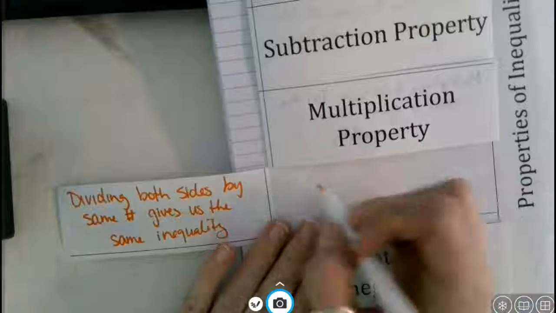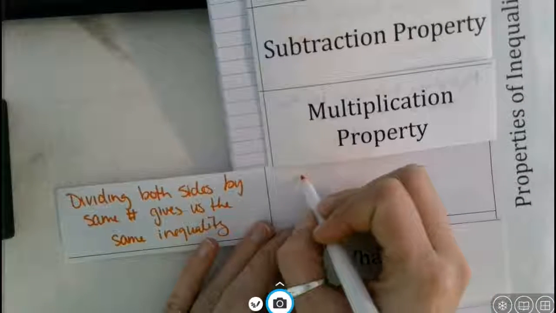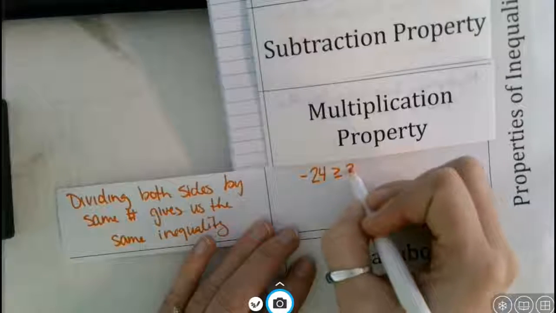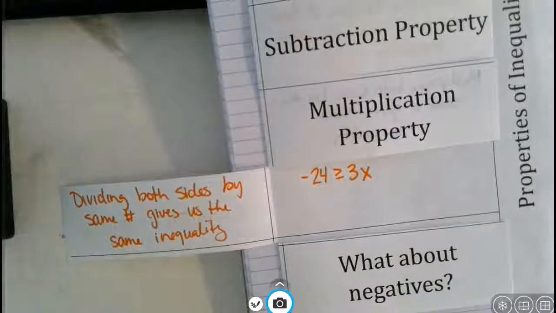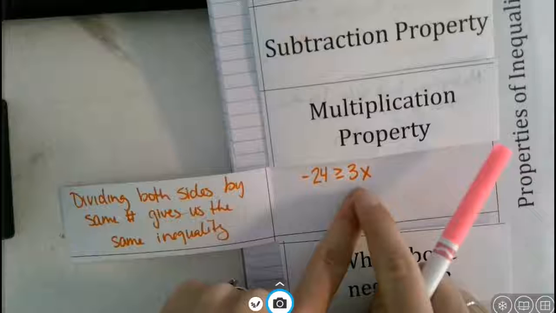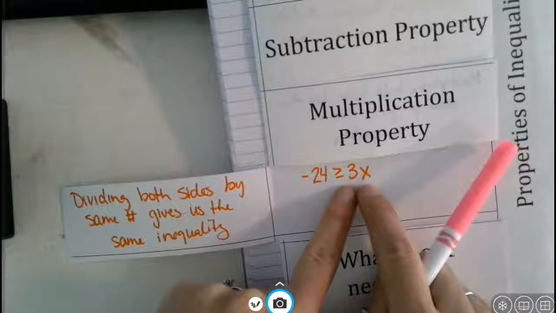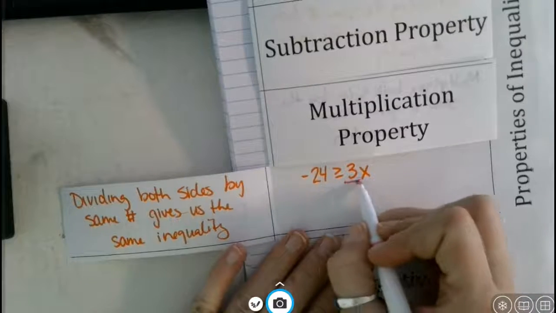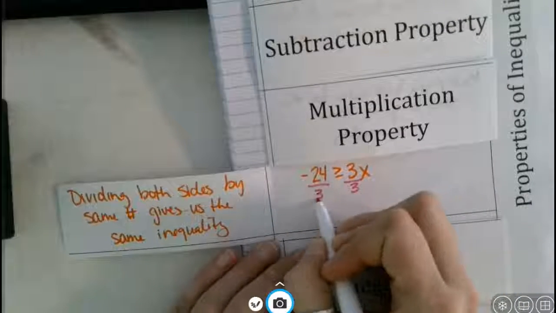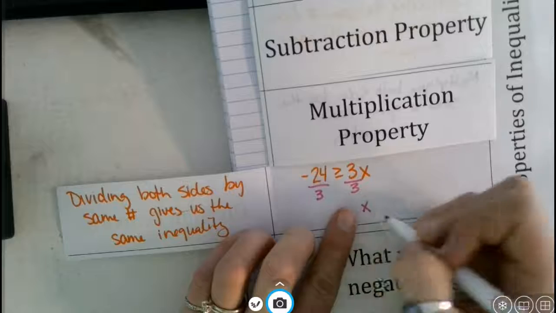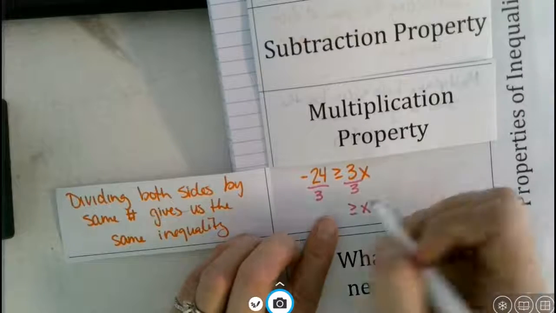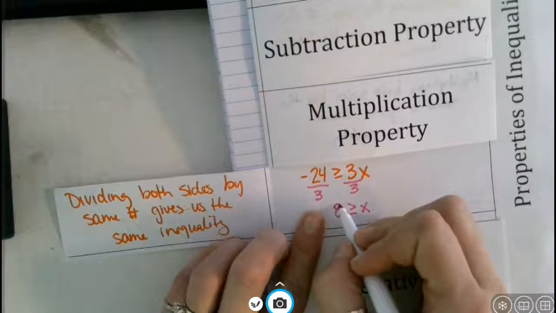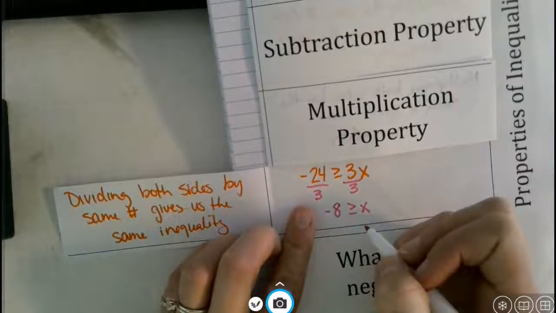So here we're going to look at negative 24 is greater than or equal to 3x. So I see that I'm multiplying, and I know that because there's no symbol between the 3 and the x. To undo that, I divide. So I'm going to divide this side by 3 and divide this side by 3. So what's left on my right side is x. My symbol stays in the same direction. 24 divided by 3 is 8, and a negative divided by a positive is a negative.